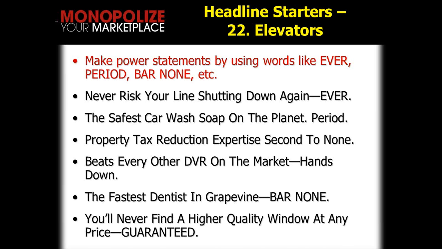You'll never find a higher quality window at any price, guaranteed. And we also notice use the word never. Never find a higher quality window at any price, guaranteed. So we're taking normal statements, never risk, never actually is another, we got 2 elevators going there. Never risk your line shutting down again, ever. When we put that ever, it just elevates the attitude. That's why we call it an elevator. Elevating the attitude, taking it up to another level, going up to the penthouse level of attitude.